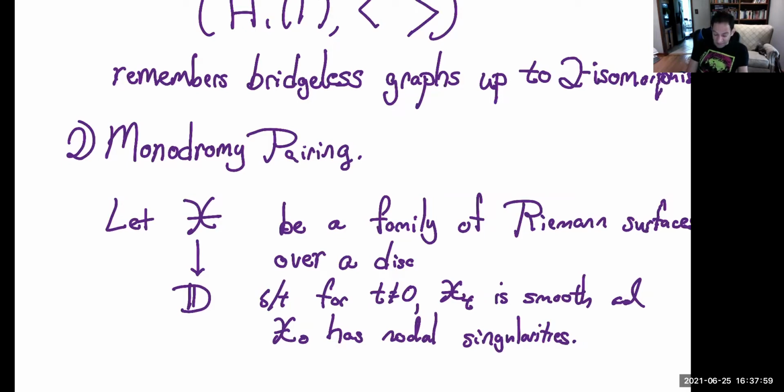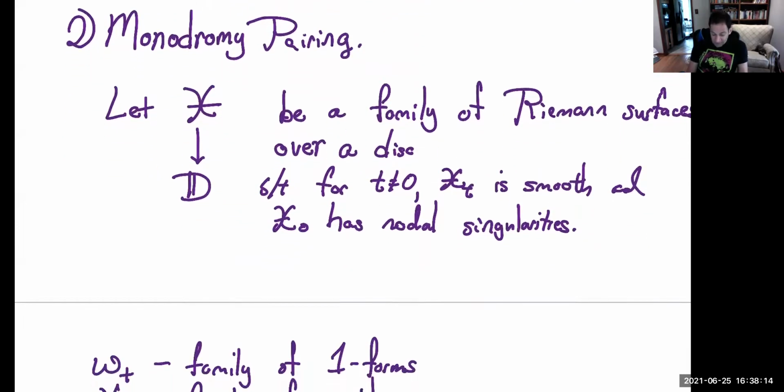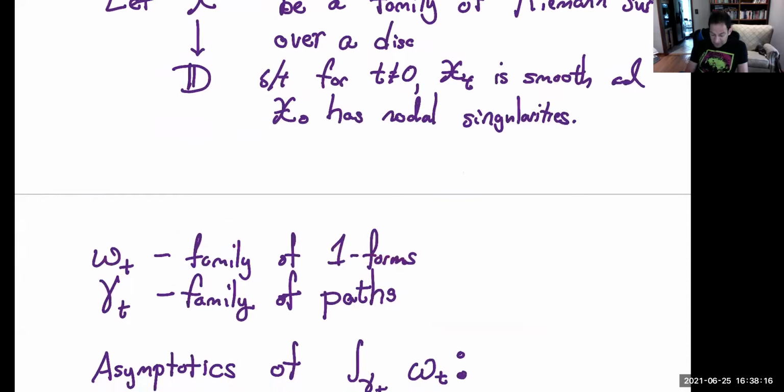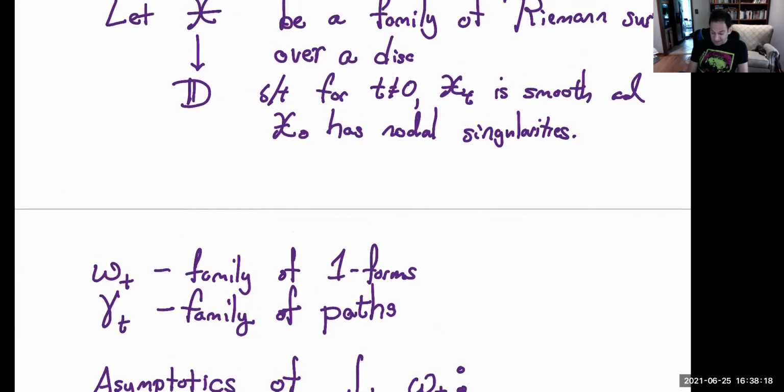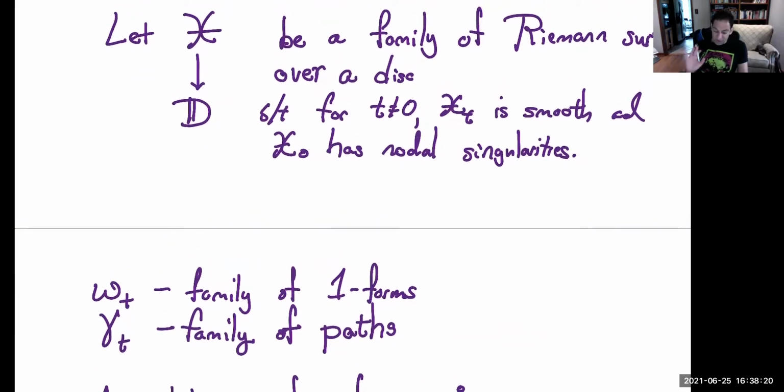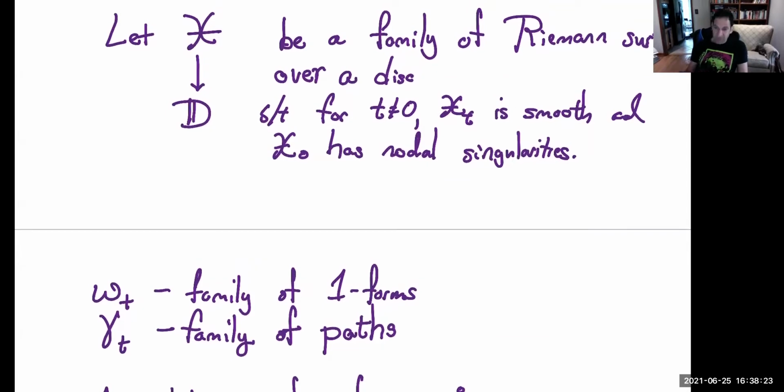And I'm going to talk about a very classical way of thinking of the monodromy pairing. So I'm going to have a family of Riemann surfaces, script X over a disk, such that it's smooth when t is not 0, and over the origin it has nodal singularities. And then I'm going to let omega t be a family of one forms that extend to the total space in a particular way.